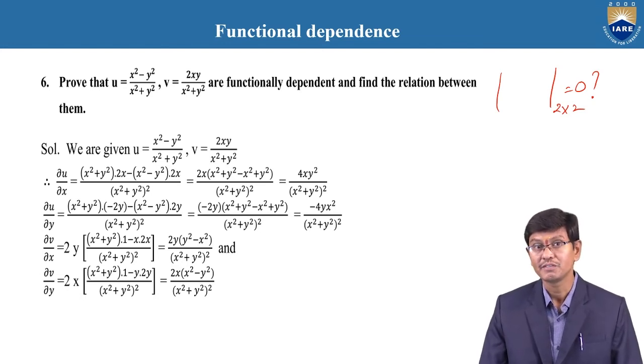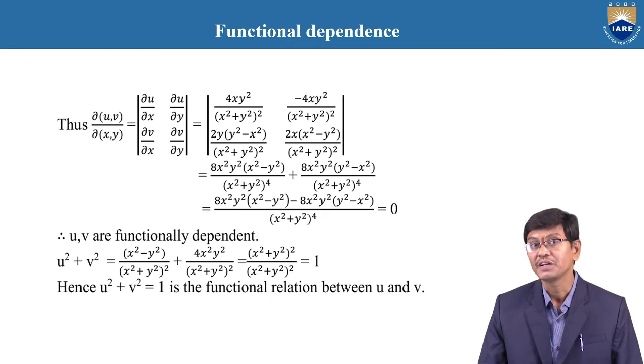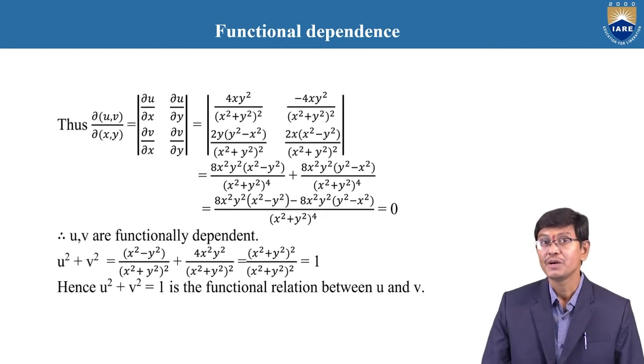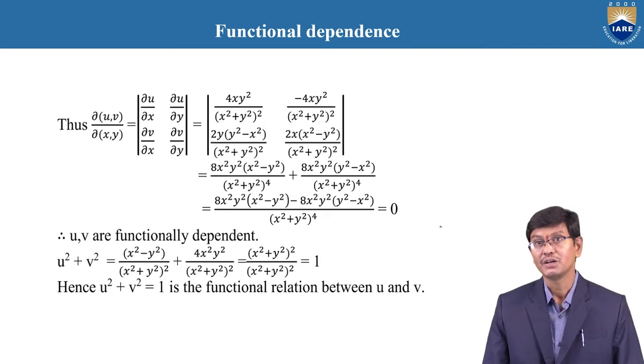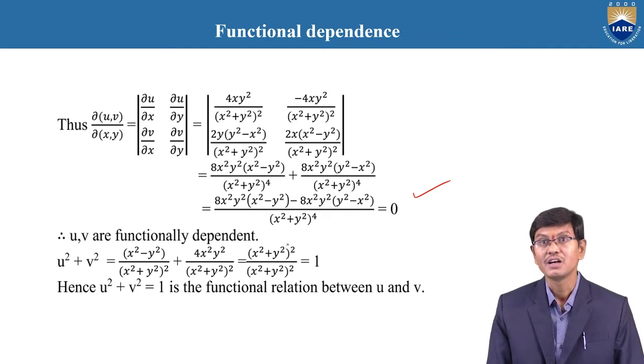Therefore, by using that, when we replace the values in the Jacobian, that is ∂(u,v)/∂(x,y), after replacement of all these values corresponding to ∂u/∂x, ∂u/∂y, ∂v/∂x and ∂v/∂y, by using the 2 by 2 determinant, that is AD minus BC, clearly the value is 0. That means the given functions u, v are functionally dependent. Why? Because the determinant is equal to 0.